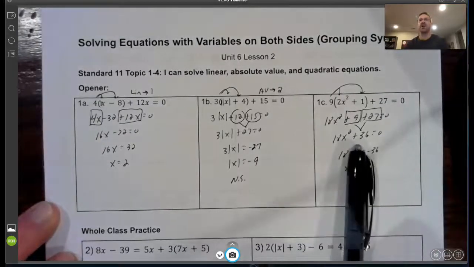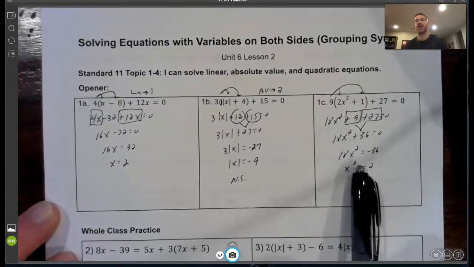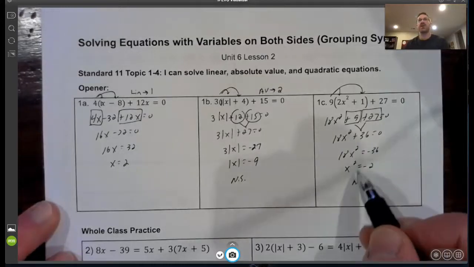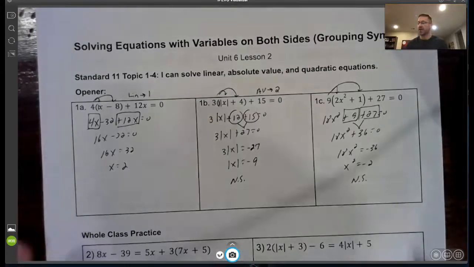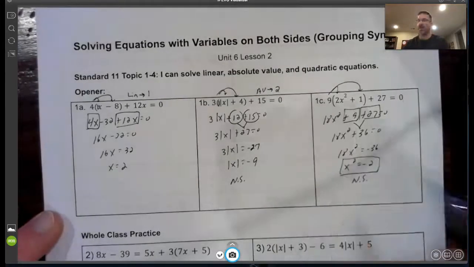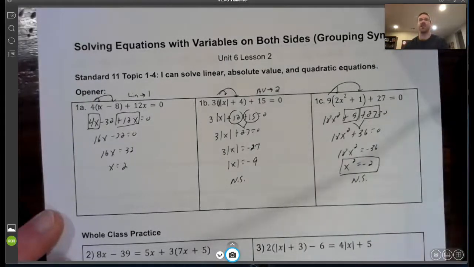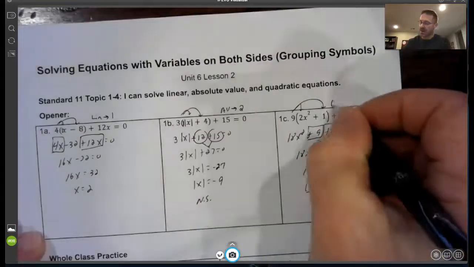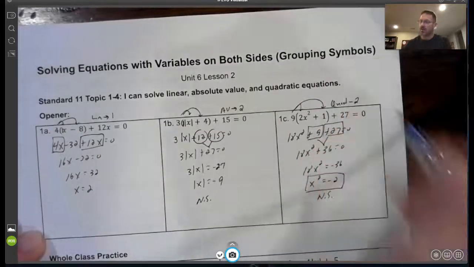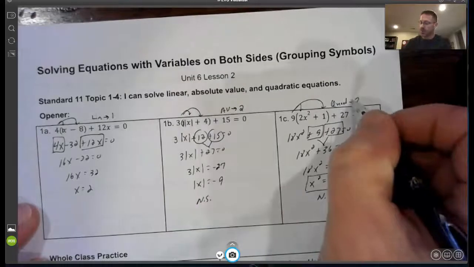Now 18 times what is negative 36? 18 times negative 2. And once again, we know when we square a number, it's always going to give us a positive result, because a positive times a positive is a positive, and a negative times a negative is a positive. So anytime we get to this step, we can't have a square equal to a negative. That also means no solution. And I should have started here with this. I get a little excited. That's quadratic, and we're looking for two solutions.